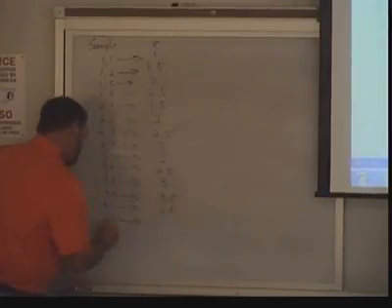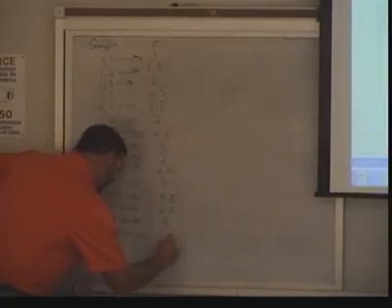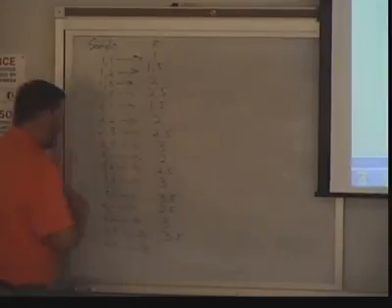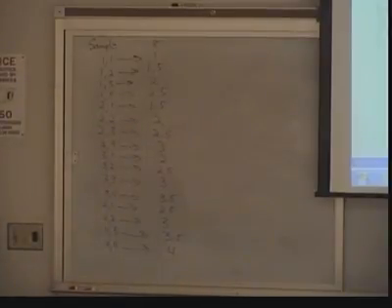2.5. 4 and 2 is 6 divided by 2 is 3. 7 divided by 2 is 3.5. And then 8 divided by 2 is 4. All right.